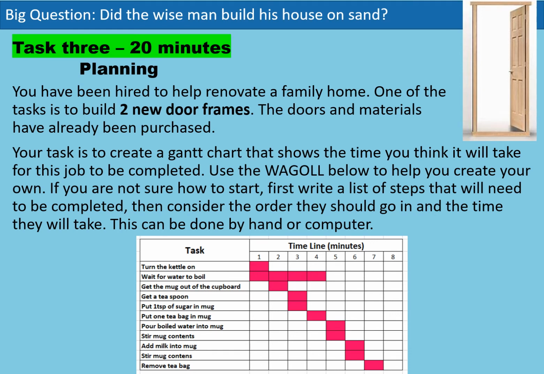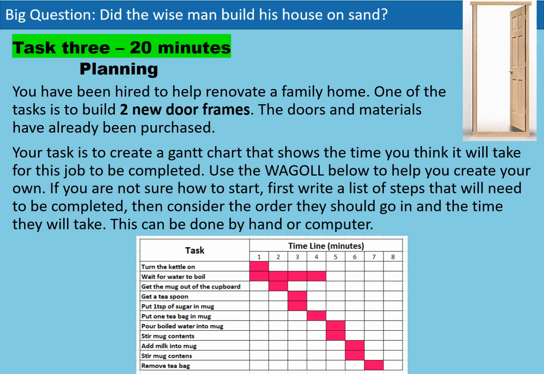Underneath the next task, it says get the mug out of the cupboard. Now this is where the Gantt charts can get a little bit confusing. This task is going to take me roughly 1 minute. However, I have highlighted the box which is underneath the 2 minutes timeline box. Each block represents 1 minute.